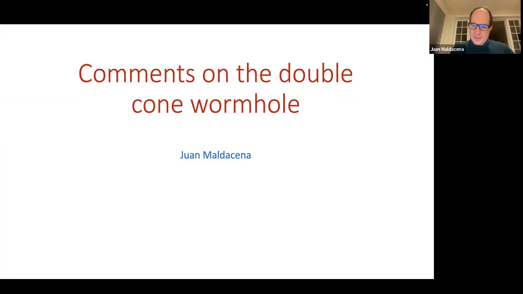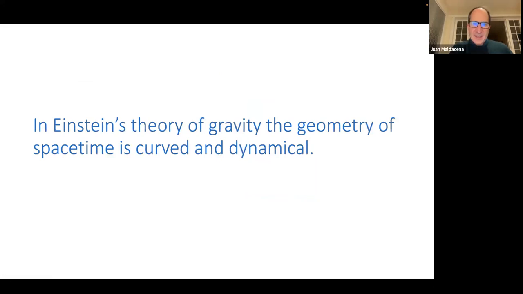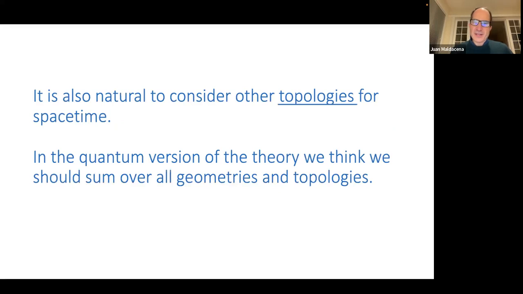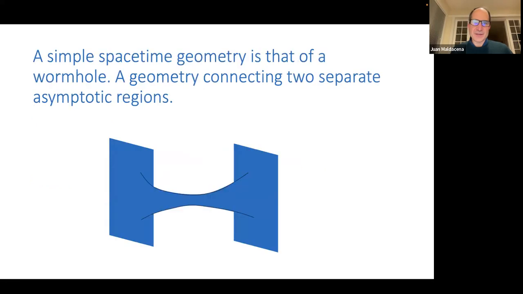So this talk is based on some work that already appeared on the arXiv, and it was done with Yiming Chen and Victor Ivo. In Einstein's theory of gravity, the geometry of space-time is curved and dynamical, and it is also natural to consider other topologies for space-time. So in the quantum version of the theory, we think we should sum over all these geometries and topologies.